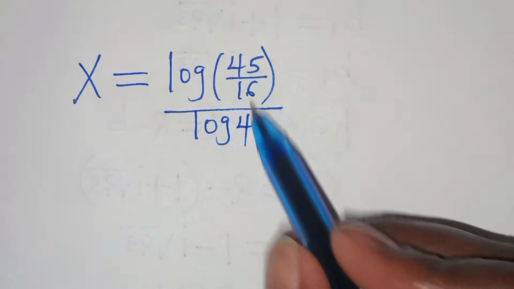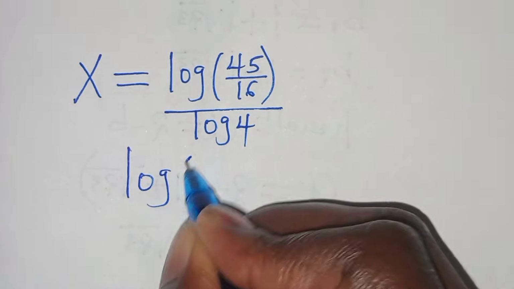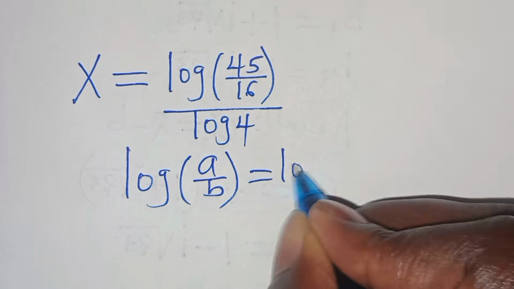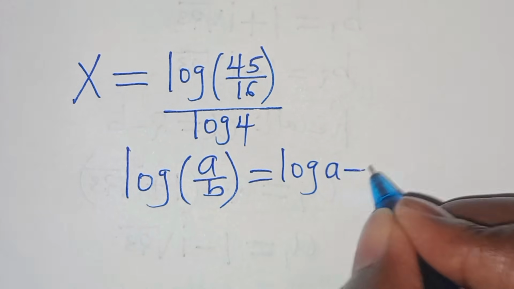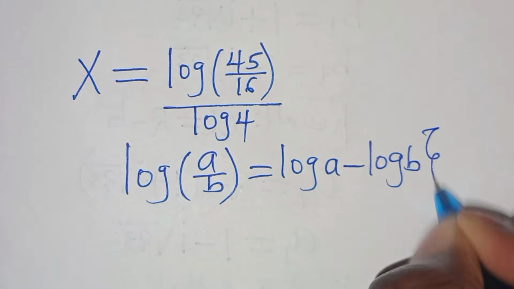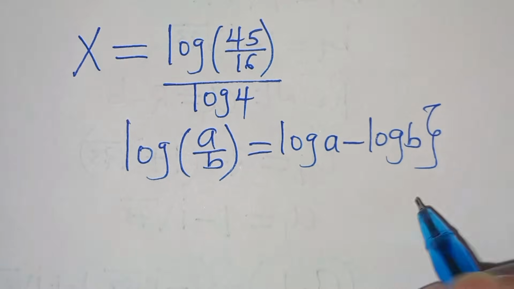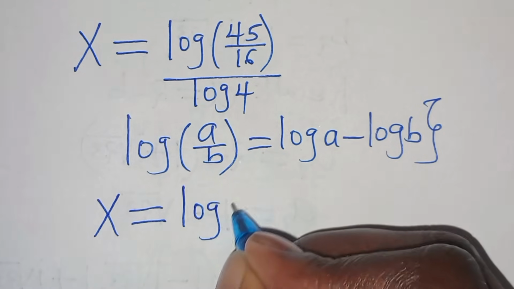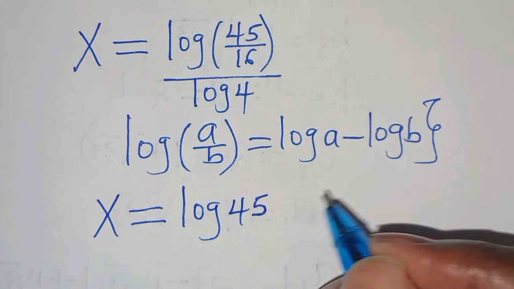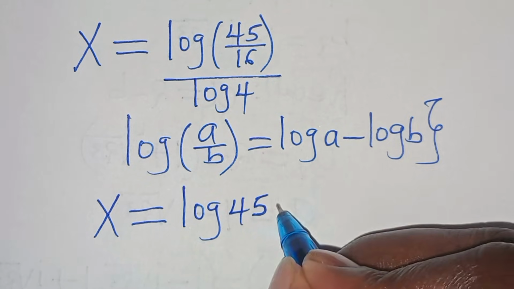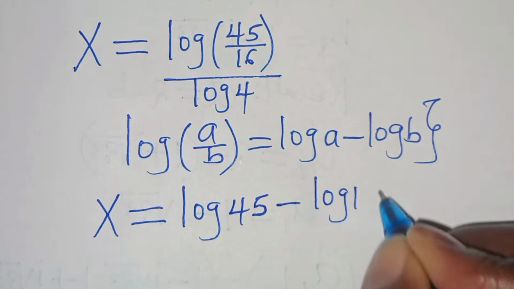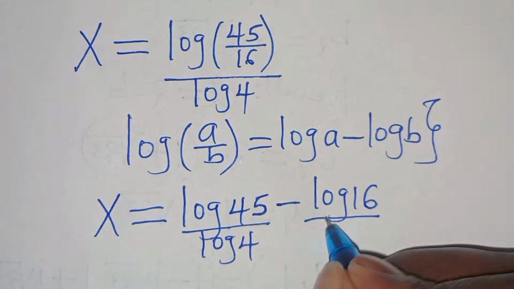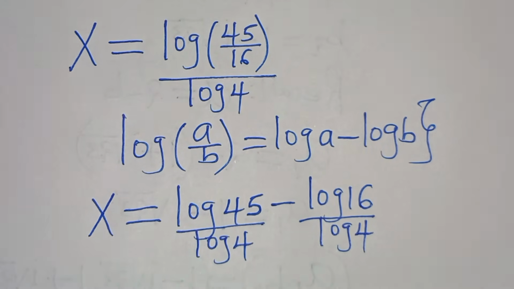Log 45 over 16 is in the form of log a divided by b, which we can express as log a subtract log b. Now applying this logarithm property, we have x is equal to log 45 subtract log 16, divided by log 4, and also this is divided by log 4.